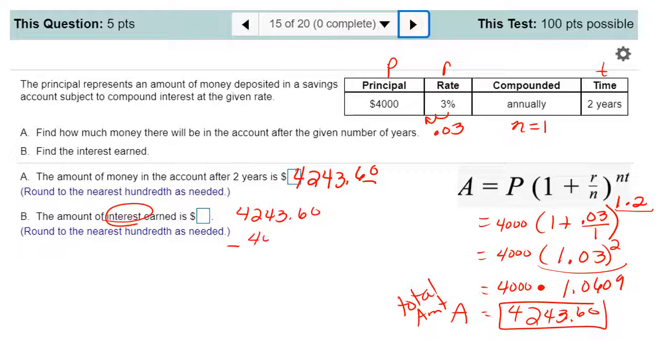The interest, then, would be that amount minus the original principal. So the interest alone, you can see, is $243.60. That would be the interest alone.